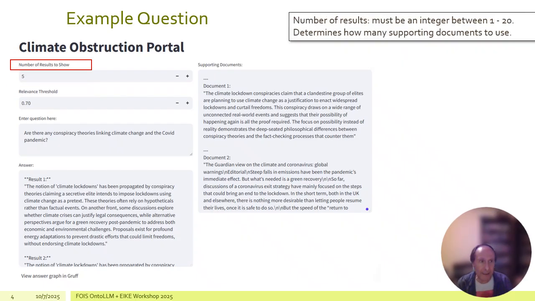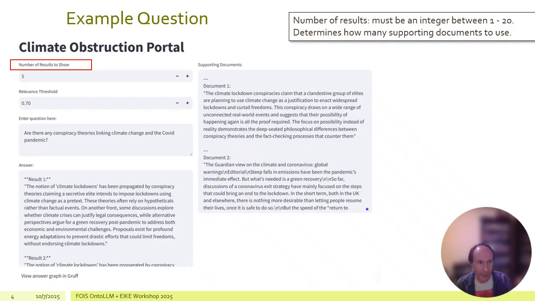And then finally, the last parameter is the number of results to show. So if you have more than one document string whose vector is within the threshold for relevance that you defined, how many of those document strings are you going to use? In this case, we're saying 5. That number has to be an integer greater than 0 and less than or equal to 20.